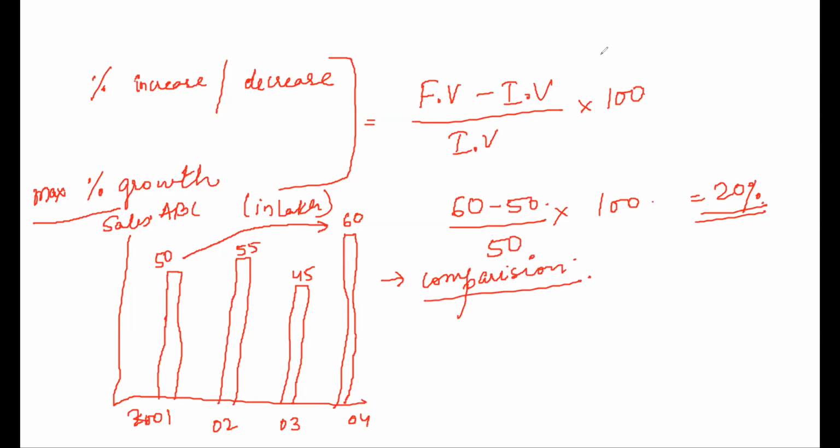So what do we do for this? If I want to calculate this from 1 to 2, how much has been the growth? 5 out of 50. From 2 to 3 there is a decline. What is the decline? 10 out of 55. And next year it is 15 out of 45. So these have been the changes over the year.